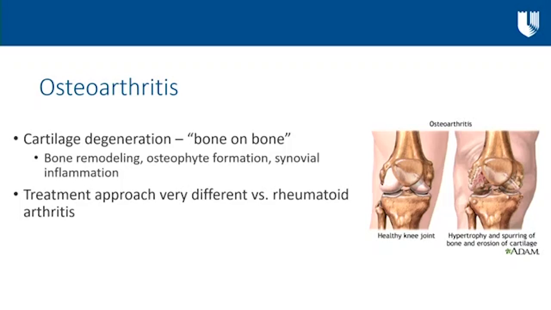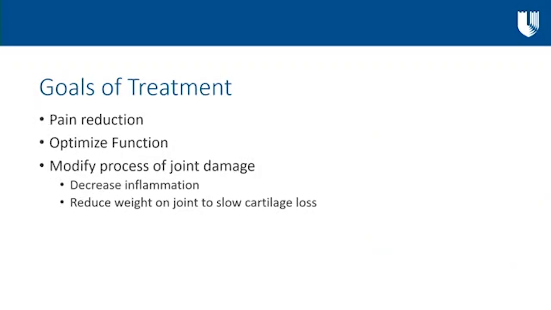So it really brings us to what we're going to be thinking about as far as treatment and our goals of therapy. There's really nothing that we're going to be able to do that's going to reverse what's already happened. So our first real goal is going to be to try and reduce the pain. This hurts. Anyone that's ever had osteoarthritis knows this hurts a lot. We're going to try to optimize their function, so get back to that quality of life, get back to what you want to be doing, and modify the process of that joint damage.